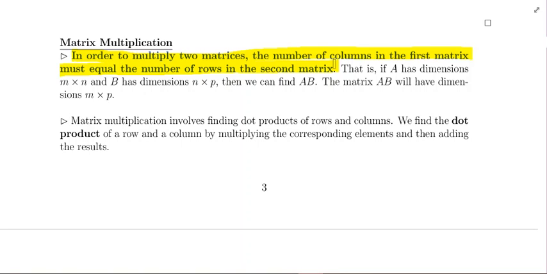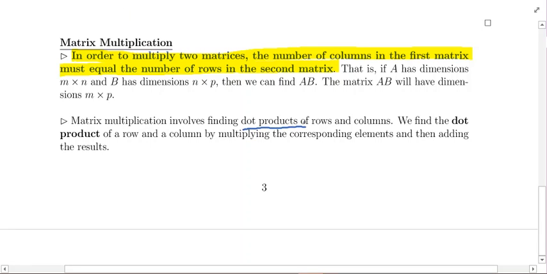So it says if A has dimensions m by n and B has dimensions n by p, then we can find A times B, and the matrix A times B will have dimensions m by p. That's a lot to take in. Like I said, I'm going to show you a little shortcut so you don't even have to memorize that statement. But just keep in mind you've got this rule that you have to abide by in order to multiply two matrices.